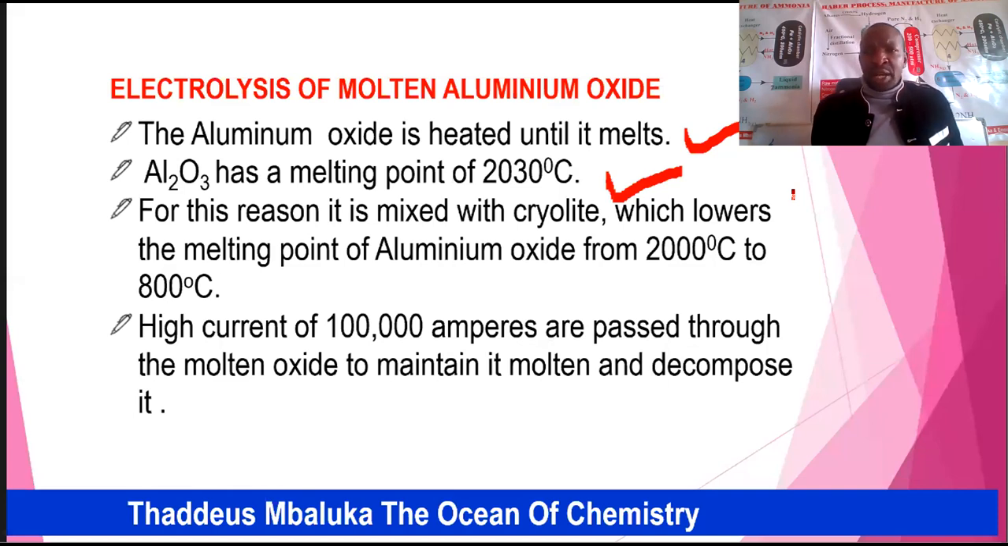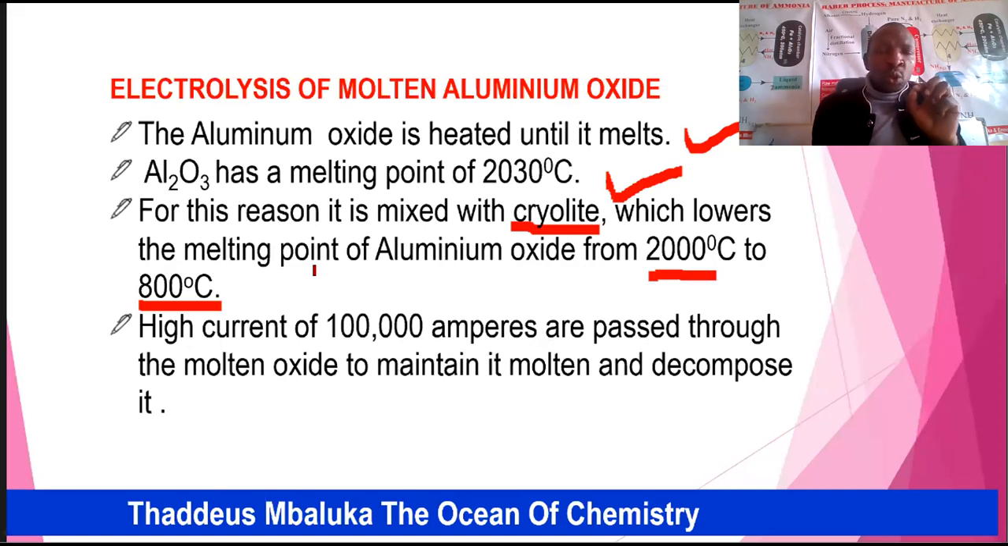and the knowledge acquired, we remember in Form 1 that impurities lower the melting point. So to lower the melting point of aluminium oxide, which is over 2000, you add cryolite, which lowers the melting point from 2000 to what? 800.